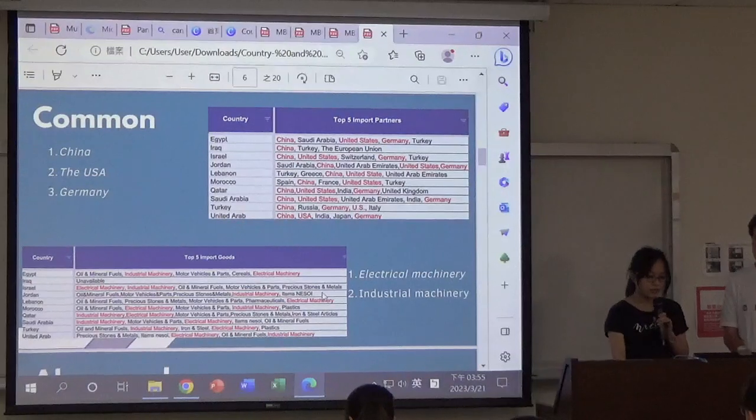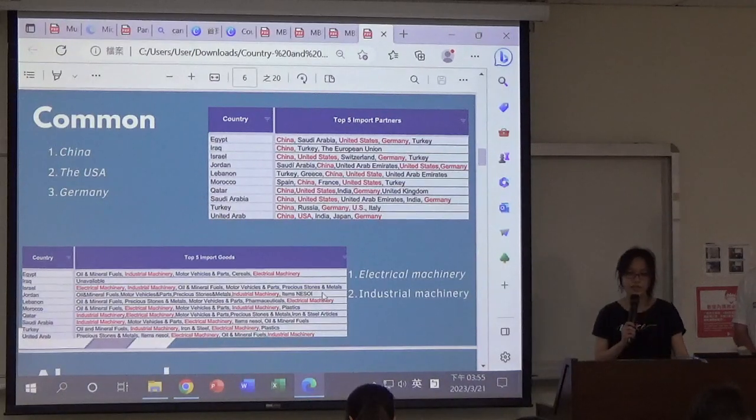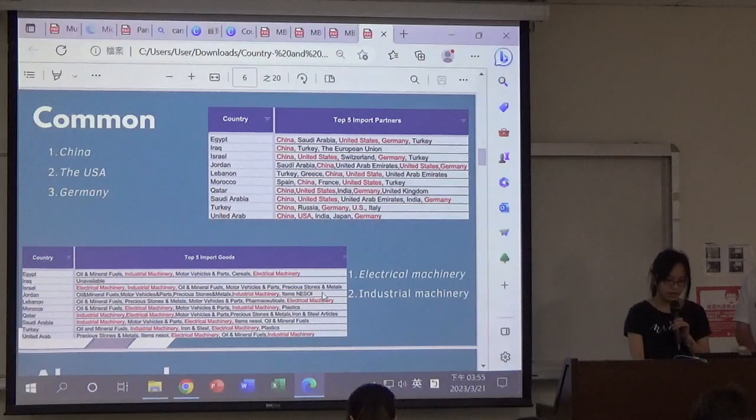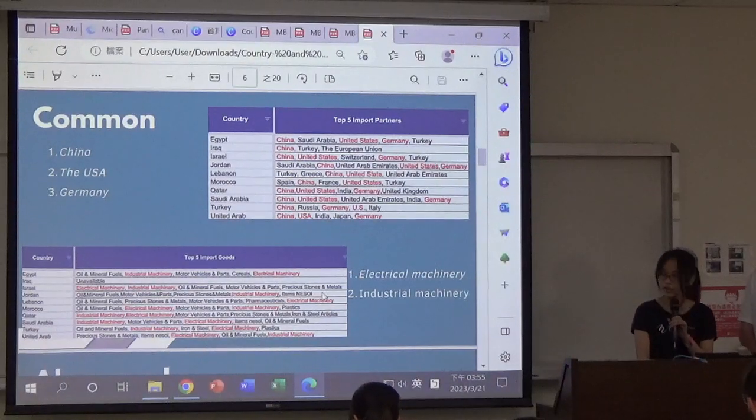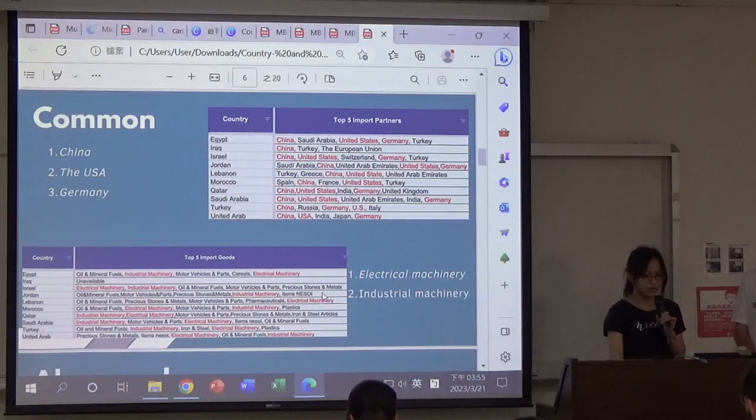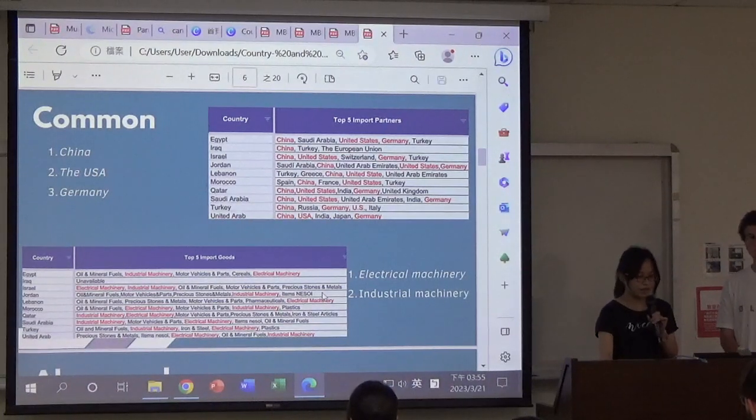And the second index we watch is the top 5 import partners. Most of them have China, the USA, and Germany. The reason for the USA is almost the same as what I mentioned. As for China, it is famous for its low price products. And for Germany, the reason can be divided into two parts. The first part is its top ranking for goods like electrical machinery and industrial machinery. And the second reason is its relationship with the Middle East, like Germany's Middle East policy.